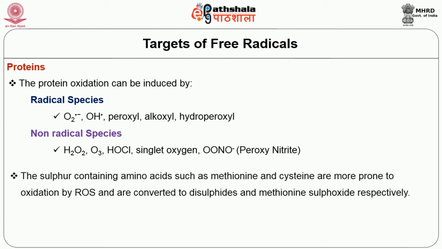The sulfur-containing amino acids such as methionine and cysteine are more prone to oxidation by reactive oxygen species and are converted to methionine sulfoxide and disulfides respectively.